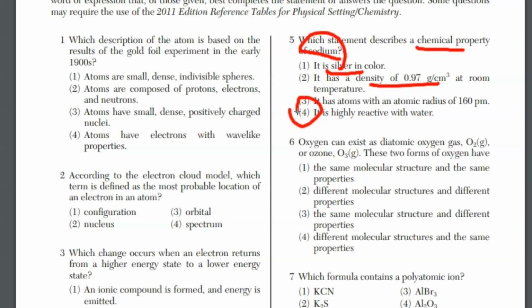For number 6, oxygen can exist as a diatomic gas or ozone. These two forms of oxygen have? Well, certainly they have different structures and therefore different properties. These are known as allotropes. The word allotrope is never used on the chemistry regents, but sure enough, there's always an allotrope question. So different molecular structure, therefore different properties, which is choice 2.